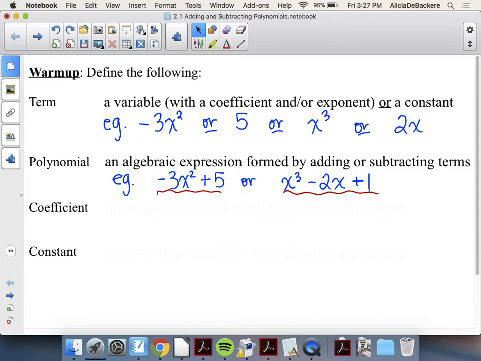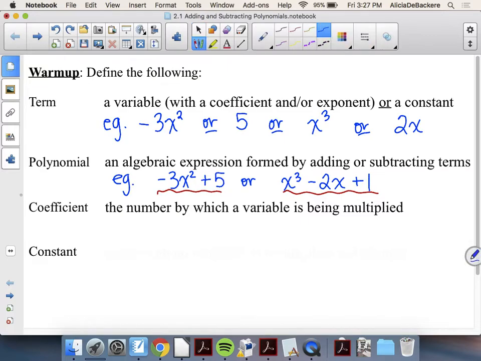The next term I asked you to define is coefficient. And a coefficient is the number by which a variable is being multiplied. So for example, in my first term, in negative 3x squared, the coefficient is negative 3. So it's just the multiplier in front.